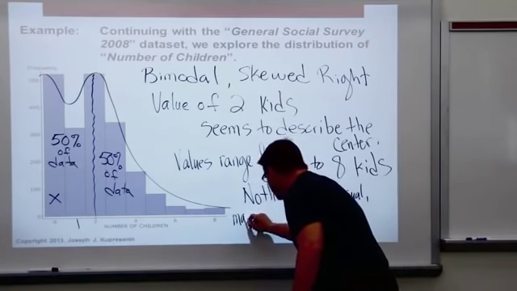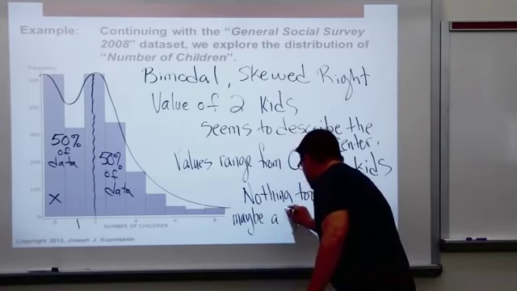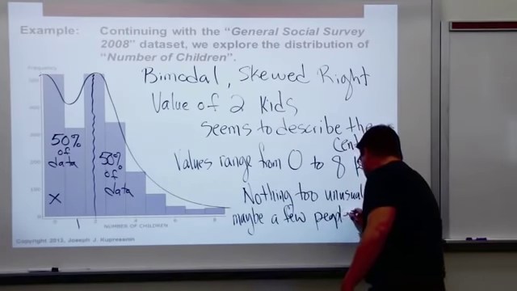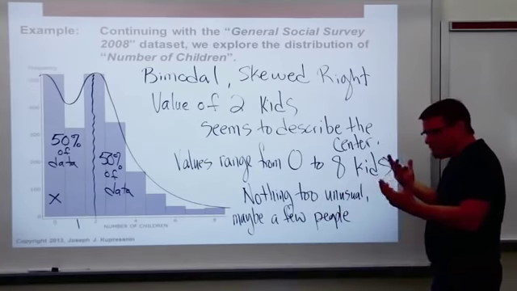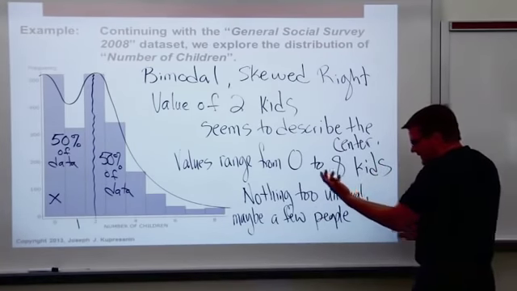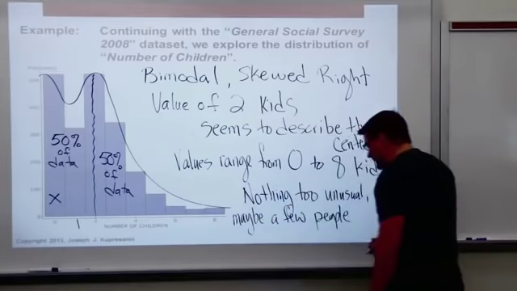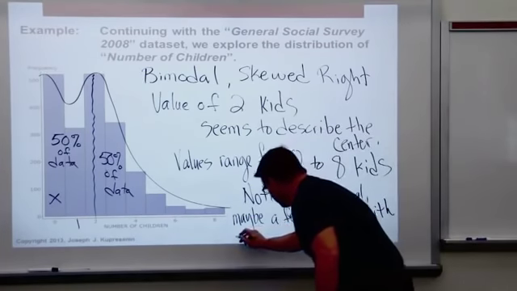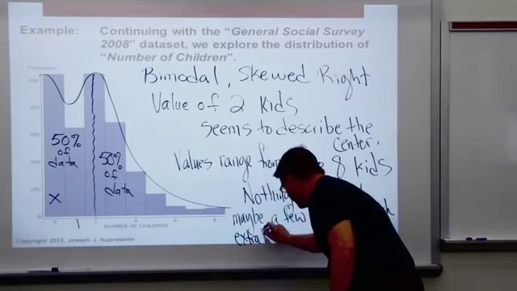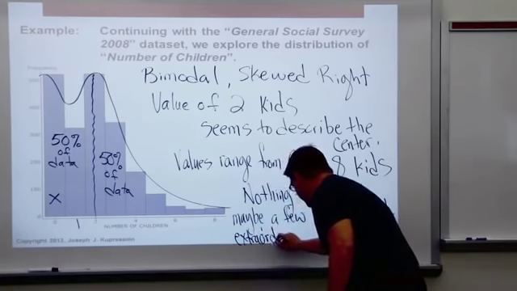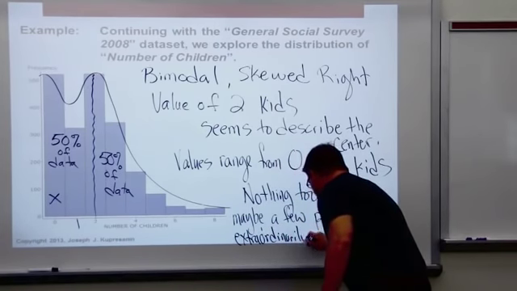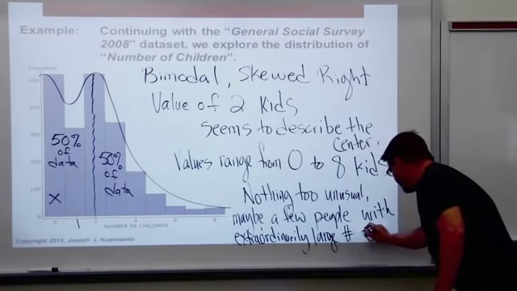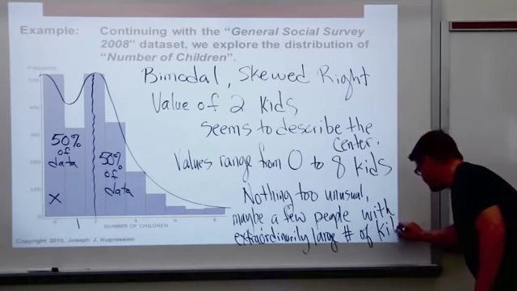Maybe there's a few people with an extraordinarily large number of children, right? These folks with 8 kids, 7 kids. So maybe a few people with, I'll just put it, right? Extraordinarily large or high number of kids.